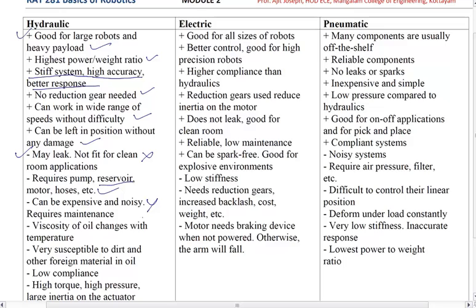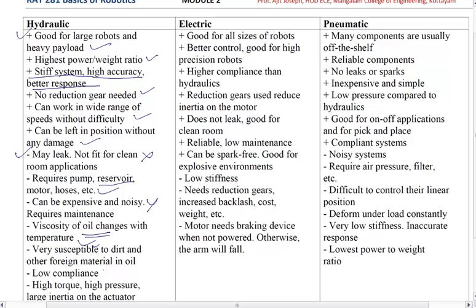Another disadvantage is that the oil that you are using, its viscosity will change after some time when the oil heats up. So the accuracy again gets affected. And because it is oil, it is very susceptible to dirt and other foreign materials that may go into the oil, and then your system may not work properly.